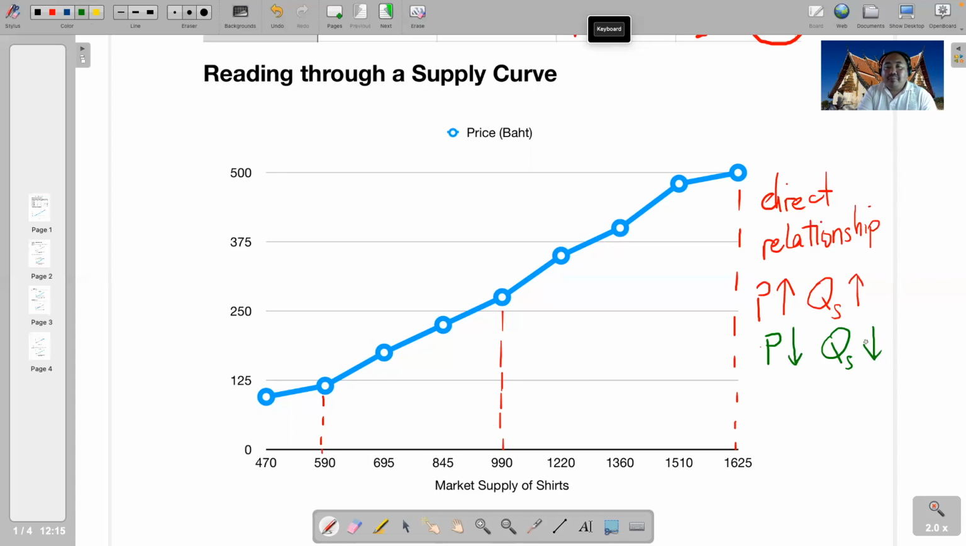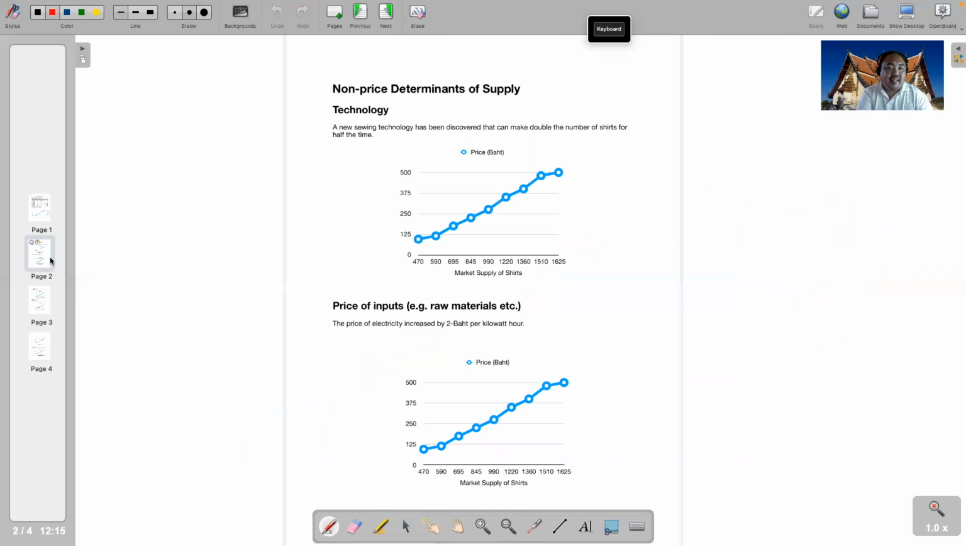However, it is not only price that determines the movement of supply in the market. There are what we call non-price determinants of supply, and we are going to discuss them one by one. Here, the first non-price determinant of supply that we are going to discuss is technology. Now, what will happen if a new sewing technology is invented that can double the number of shirts for half the time? That's a no-brainer. Our market will have more shirts supplied.